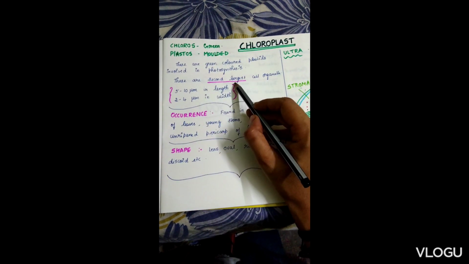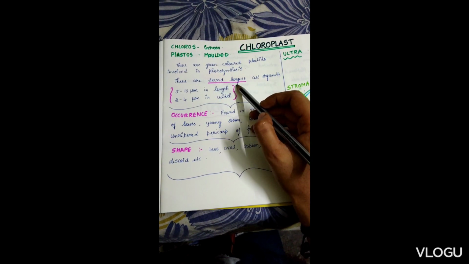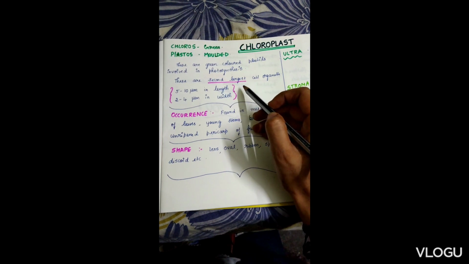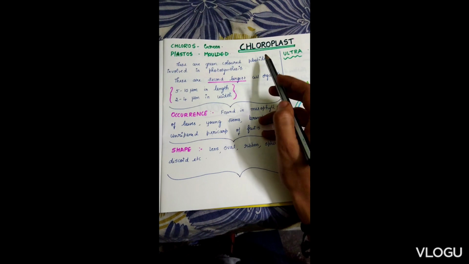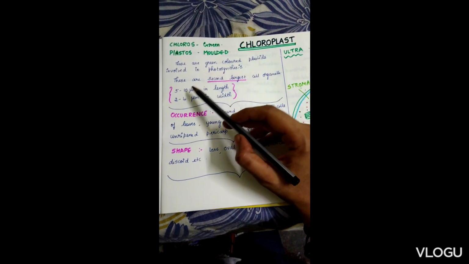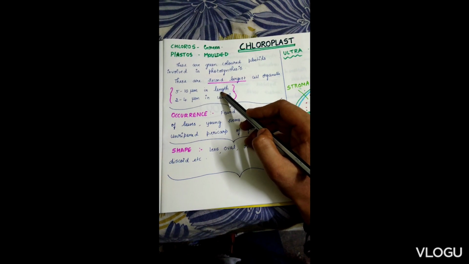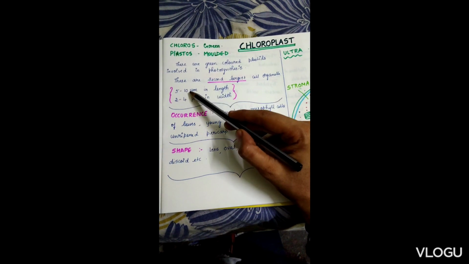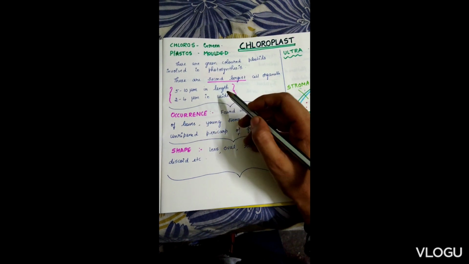These are the second largest cell organelle. When I say second largest, there must be some structure that is the first largest, that is the nucleus. Nucleus is the first largest cell organelle. Second is chloroplast. Its length is 5 to 10 micrometer, and width is 2 to 4 micrometer.